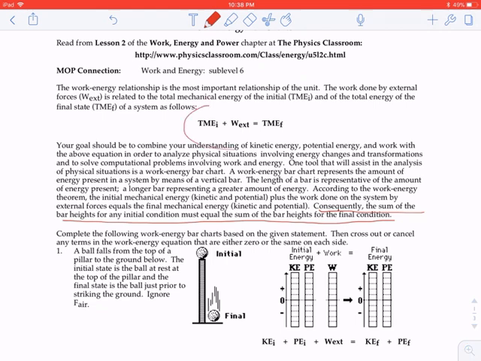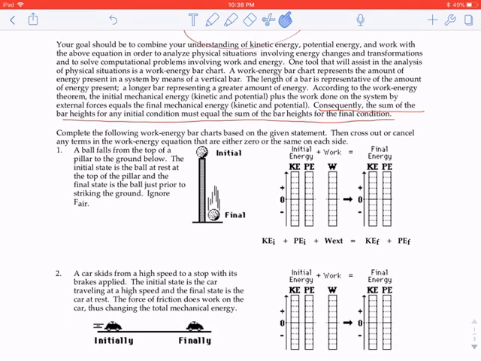And we can see that relationship here, the total mechanical energy initially plus any work that's done external to the system by forces like friction or air resistance is going to be equal to the total mechanical energy in the final condition. So let's do number 1 together.